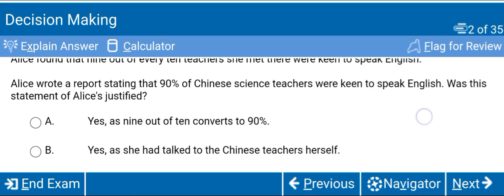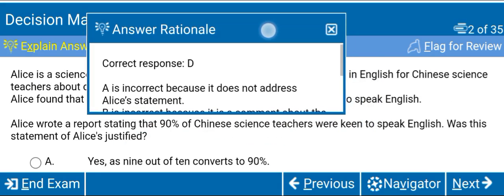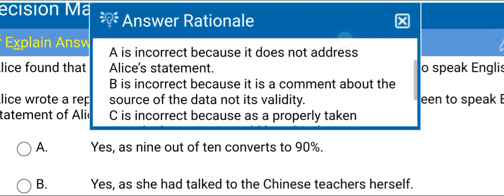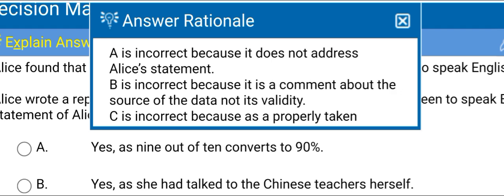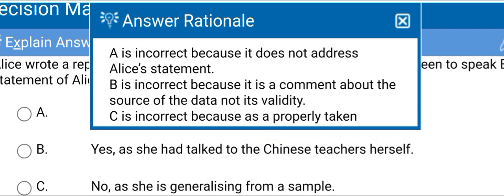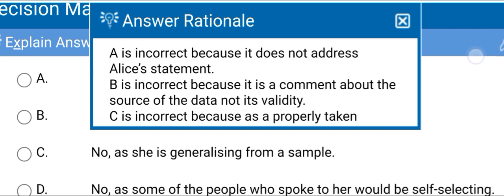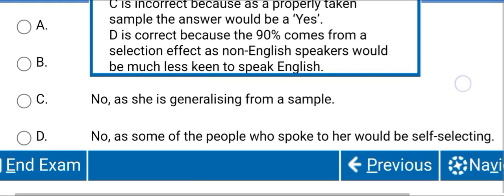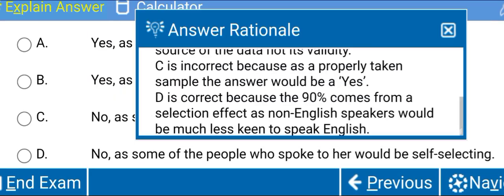So let's see which option is the correct option and which ones are incorrect. Here we have the correct option is option D. A is incorrect because it does not address Alice's statement. B is incorrect because it is a comment about the source of the data, not its validity. Option C is incorrect because, with a properly taken sample, the answer would be a yes.